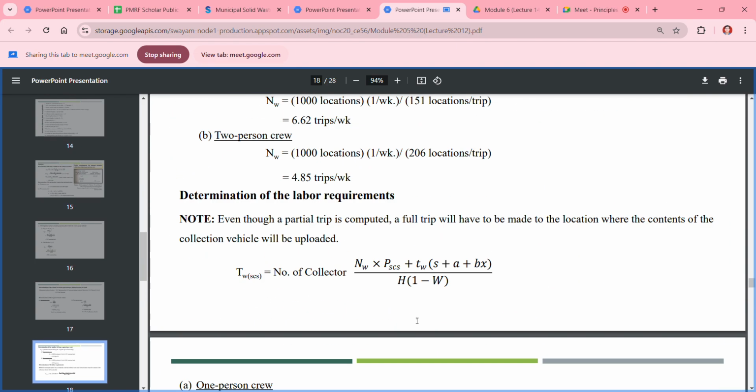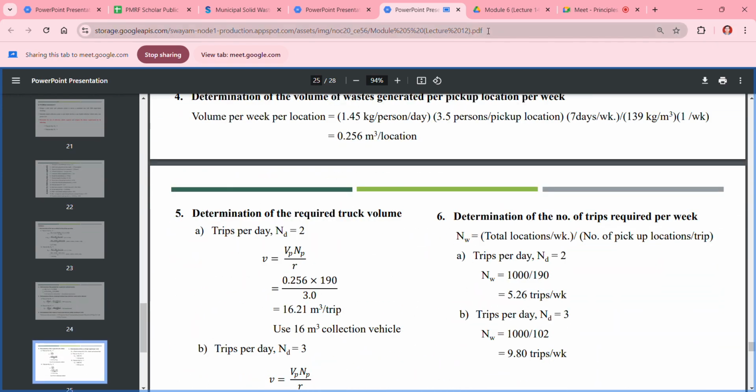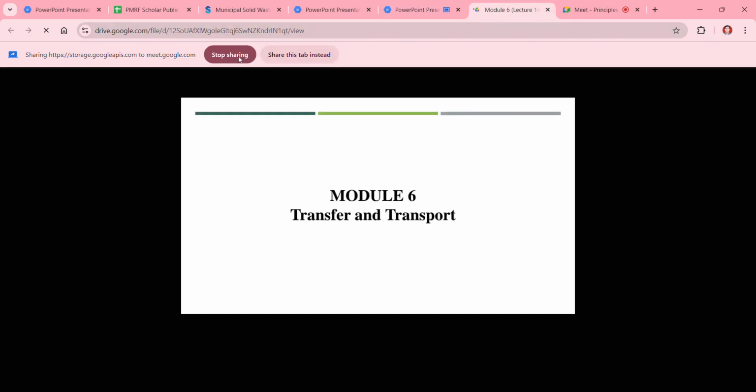So there is some problem statement. We will see it later. Then coming to the next one.